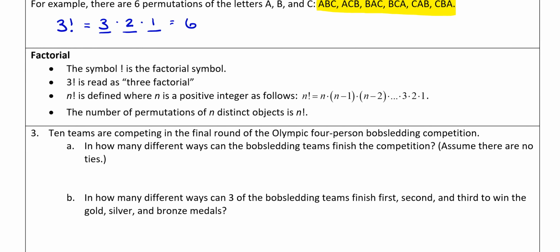The mathematical definition is that where n is a positive integer, it follows that n factorial is n times n minus 1, remember that's the one after it, times n minus 2, all the way down to 1. This is the number of permutations of n distinct objects. So I had 3 distinct letters, A, B, and C. Those 3 distinct letters had 6 permutations. So if I was using the first 5 letters of the alphabet, the number of permutations would be 5 times 4 times 3 times 2 times 1.